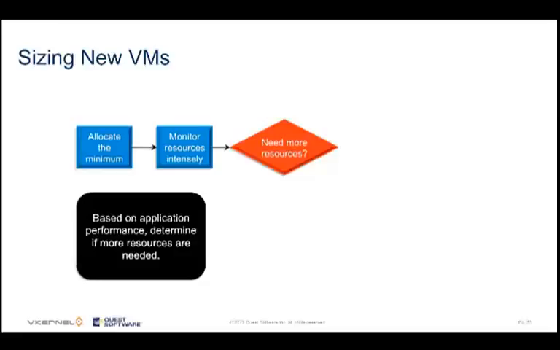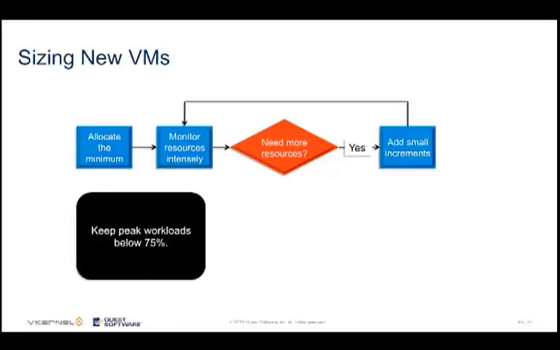Now, after you've been monitoring resources intensely, based on the performance of the application, determine if more resources are needed. Look at the peak utilization values on the virtual machine. Make sure it has a nice buffer there that's not getting too close to the 100% or 90% mark. If it does need more resources, go ahead and add more in small increments.